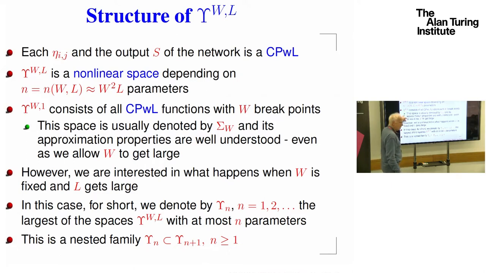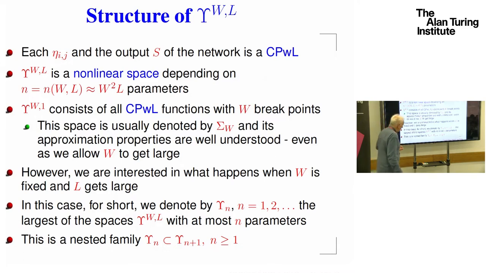Okay, in the case that L is 1, we've already talked about it, you get the space of piecewise linear functions, which is usually denoted by sigma W in the literature of approximation. And I'm interested in seeing how this new space relates to sigma W or sigma N. So what new piecewise linear functions am I getting when I add this depth L that I didn't have if I kept the depth to be 1? All right?